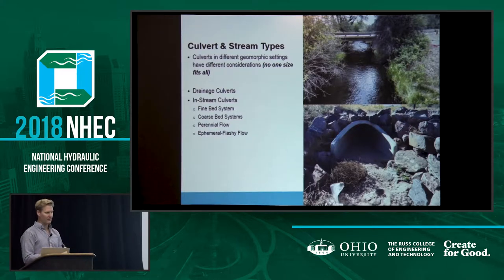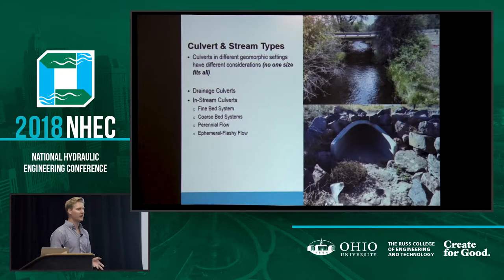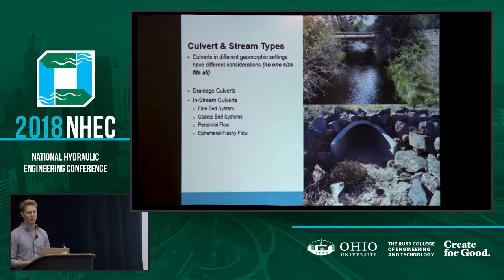And the issue is, how is that stream or drainage way going to respond if we upsize or improve this culvert? What's going on? So a few things to think about for your projects: what sort of setting are you working in? Is this an 18-inch drainage culvert under a roadway? Is this an in-stream structure? And if it's an in-stream structure, what is the composition of your stream and your watershed? There's no one size fits all with all of this stuff.